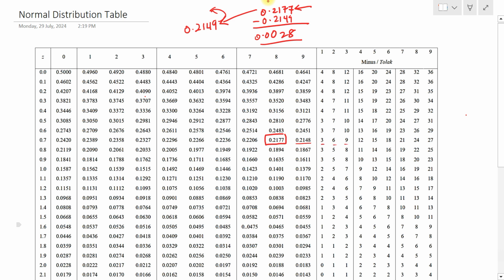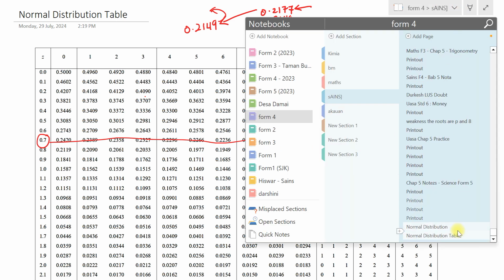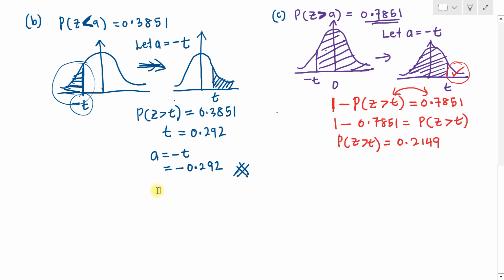So you see 3, 6, 9, 12, these are all not there, right? 27 is the closest to the 28. So you look at how to read it: 0.789. So your T is equal to 0.789. Remember, we are not finding T but A. A is equal to negative T. So negative 0.789 will be the answer.